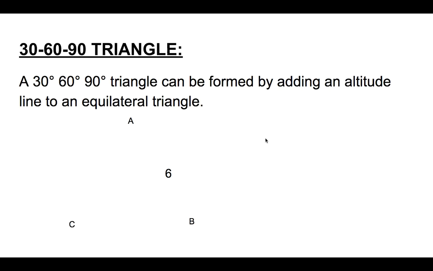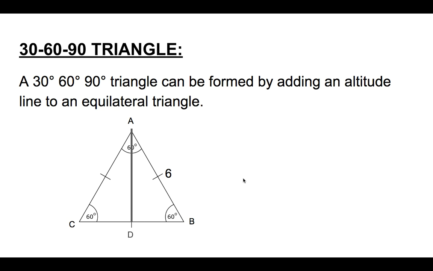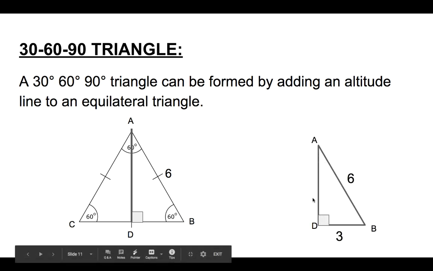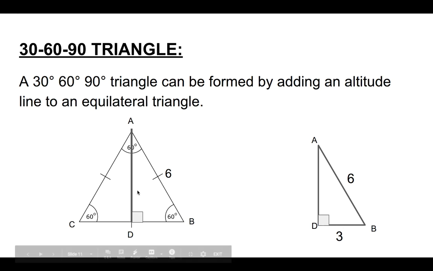So in the 30, 60, 90 triangle, it actually is coming from the equilateral triangle. If you create the altitude line for this triangle, our base gets split in half and we form a 90-degree angle from the altitude. This means that if I have my hypotenuse as 6 and I create the altitude line AD, I know now my base is 3, because these two triangles end up being equal to each other because their hypotenuse is the same.